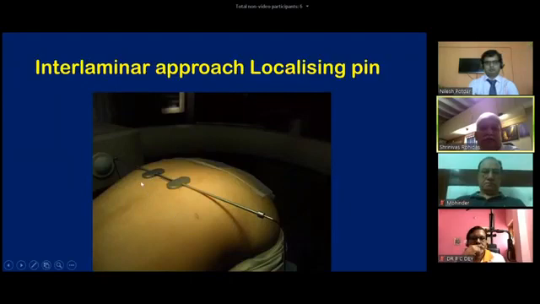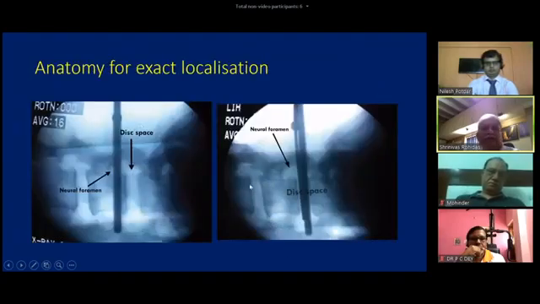This is the localizing pin. We get the entry point here and we get the direction here. This is how we use the localizing pin. This is the localizing pin at the neural foramen. This is at the disc level.